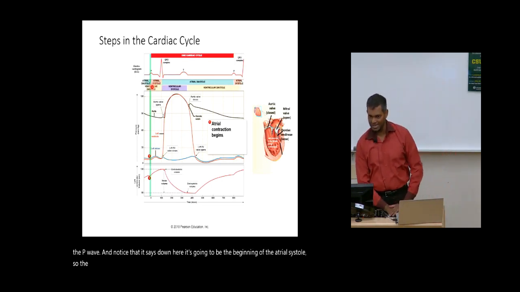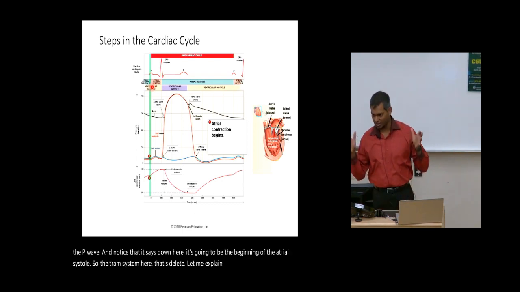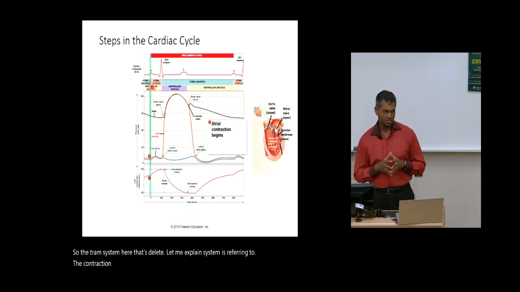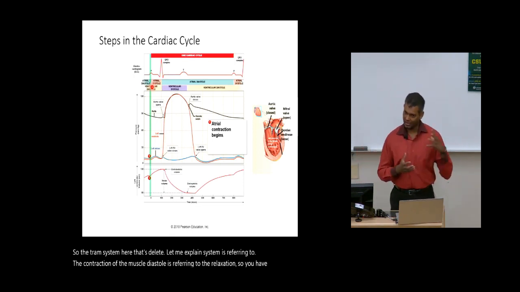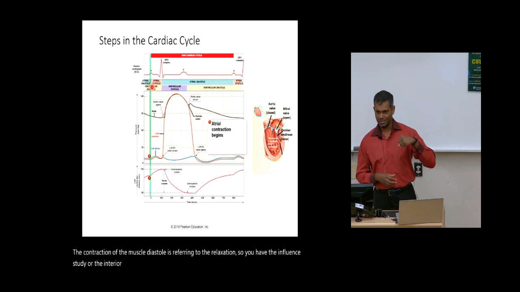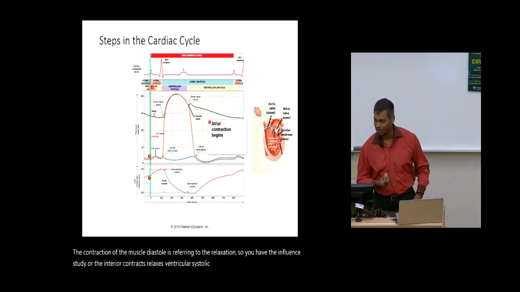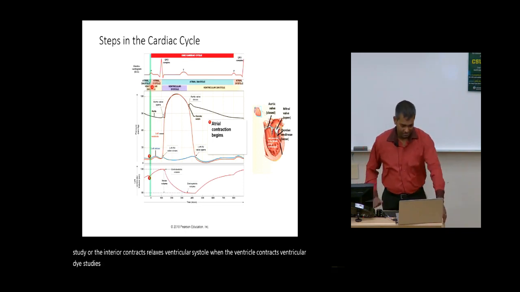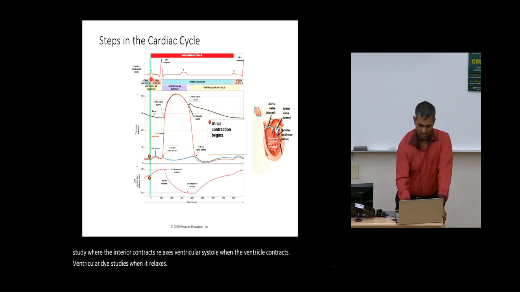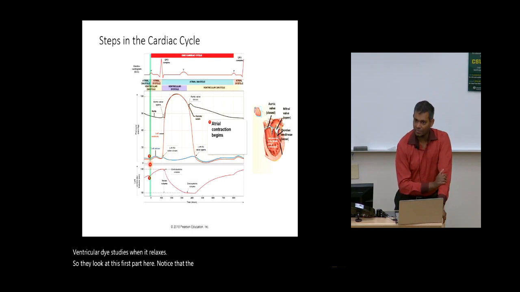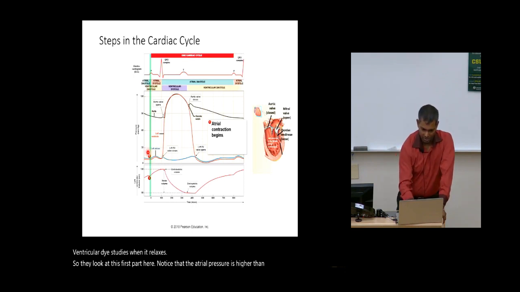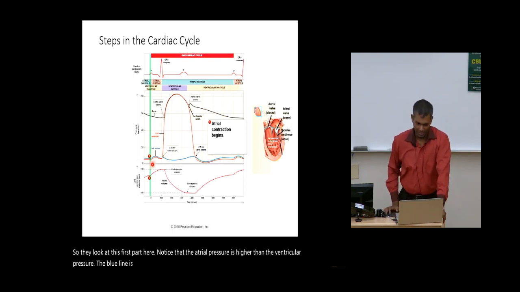So the term systole and diastole, let me explain. Systole is referring to the contraction of the muscle, diastole is referring to the relaxation. So you have the atrial systole where the atria contracts, atrial diastole where it relaxes, ventricular systole when the ventricle contracts, ventricular diastole when it relaxes. So when you look at this first part here, notice that the atrial pressure is higher than the ventricular pressure. The blue line is above the red line.